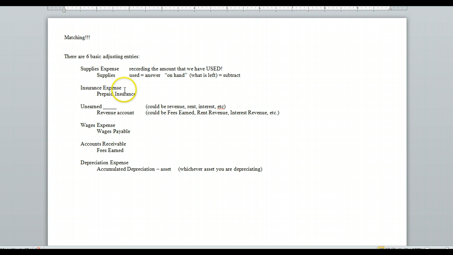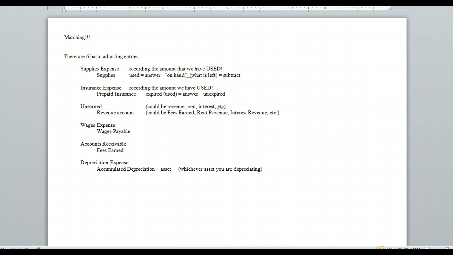So the amount that we are recording is going to be what? The amount we have used, just like on supplies. So once again, it's about the wording. If they tell you the amount of insurance that we have used, they will normally use the word expired. So expired means used, and that is the answer that we are looking for. So you don't have to do any subtracting. They're giving you the answer.